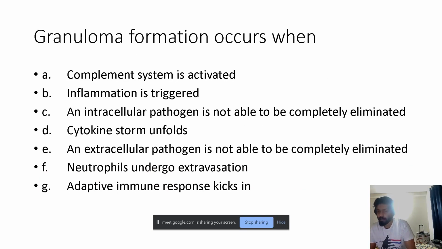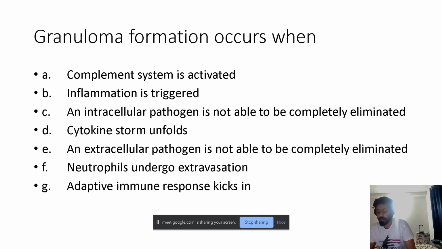Granuloma formation occurs when complement system is activated, inflammation is triggered, an intracellular pathogen is not able to be completely eliminated, cytokine storm unfolds, an extracellular pathogen is not able to be completely eliminated, neutrophils undergo extravasation, adaptive immune response kicks in. Do you guys know what granuloma is? Granuloma occurs after inflammation only, so I think it will be option B, sir. Okay, granuloma is most often observed in tuberculosis, right?